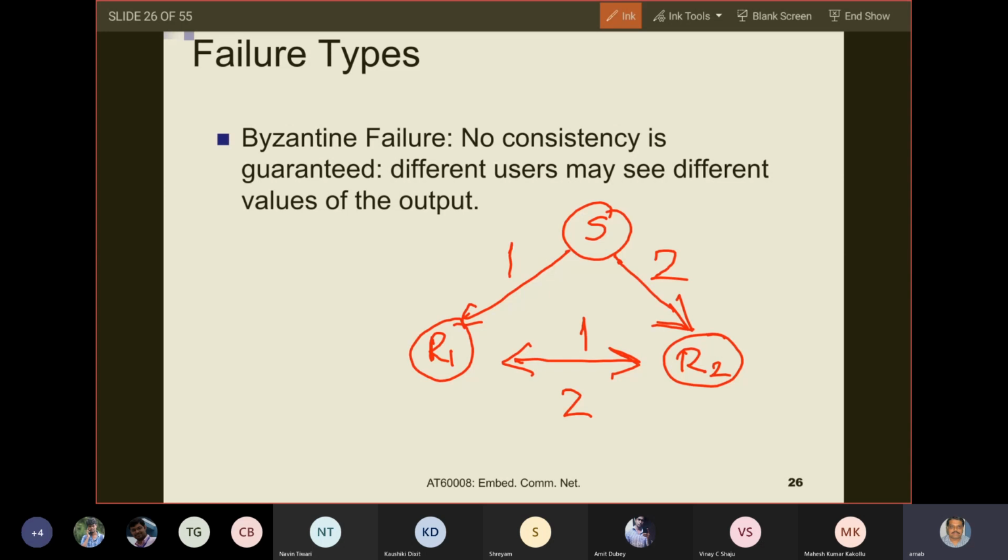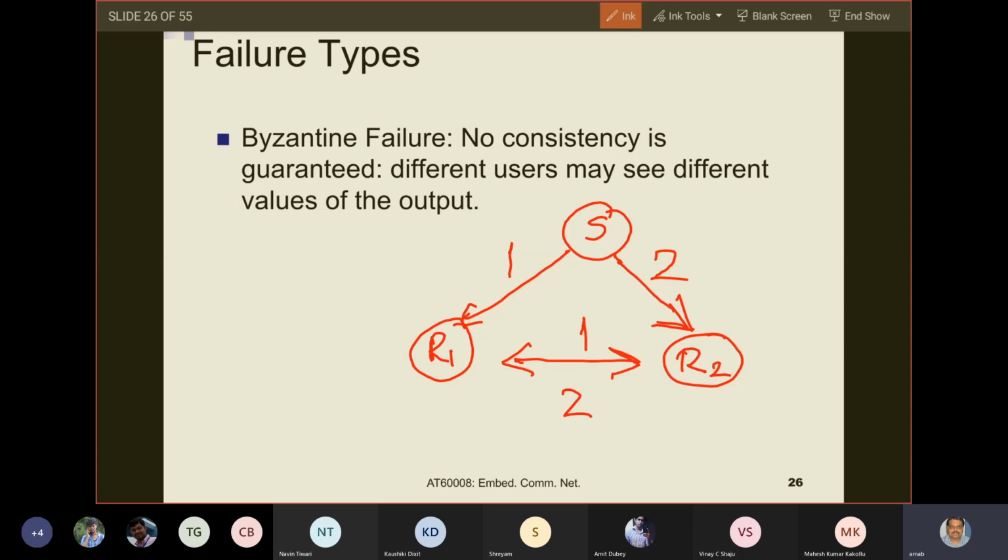Now, to check whether the sensor is working correctly, R1 decides to also find out from R2 what it received, because suppose R1 knows that R2 will take the same sensor output. So it exchanges a message to know from R2 what output it got from S. Then R1 sees two outputs. From S it gets 1, from R2 it gets 2.